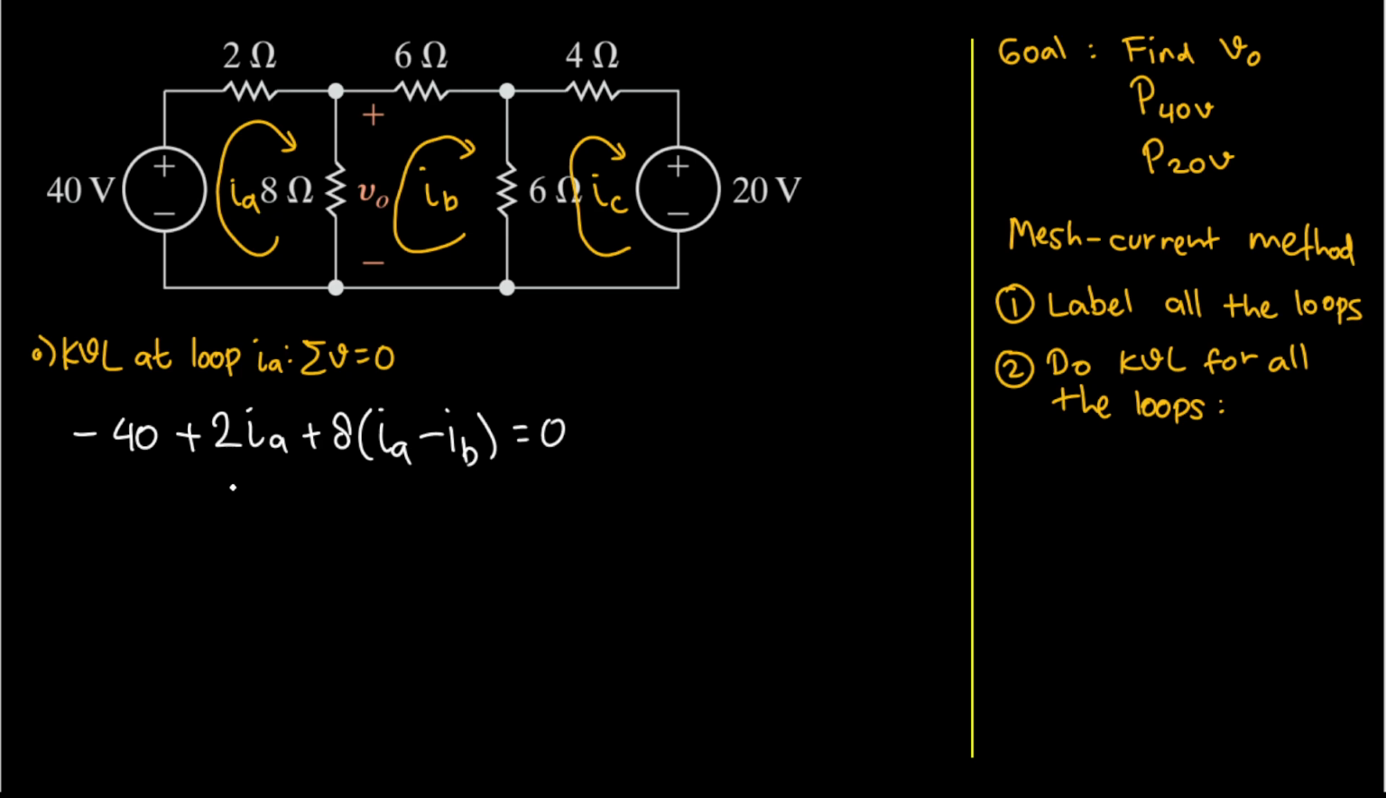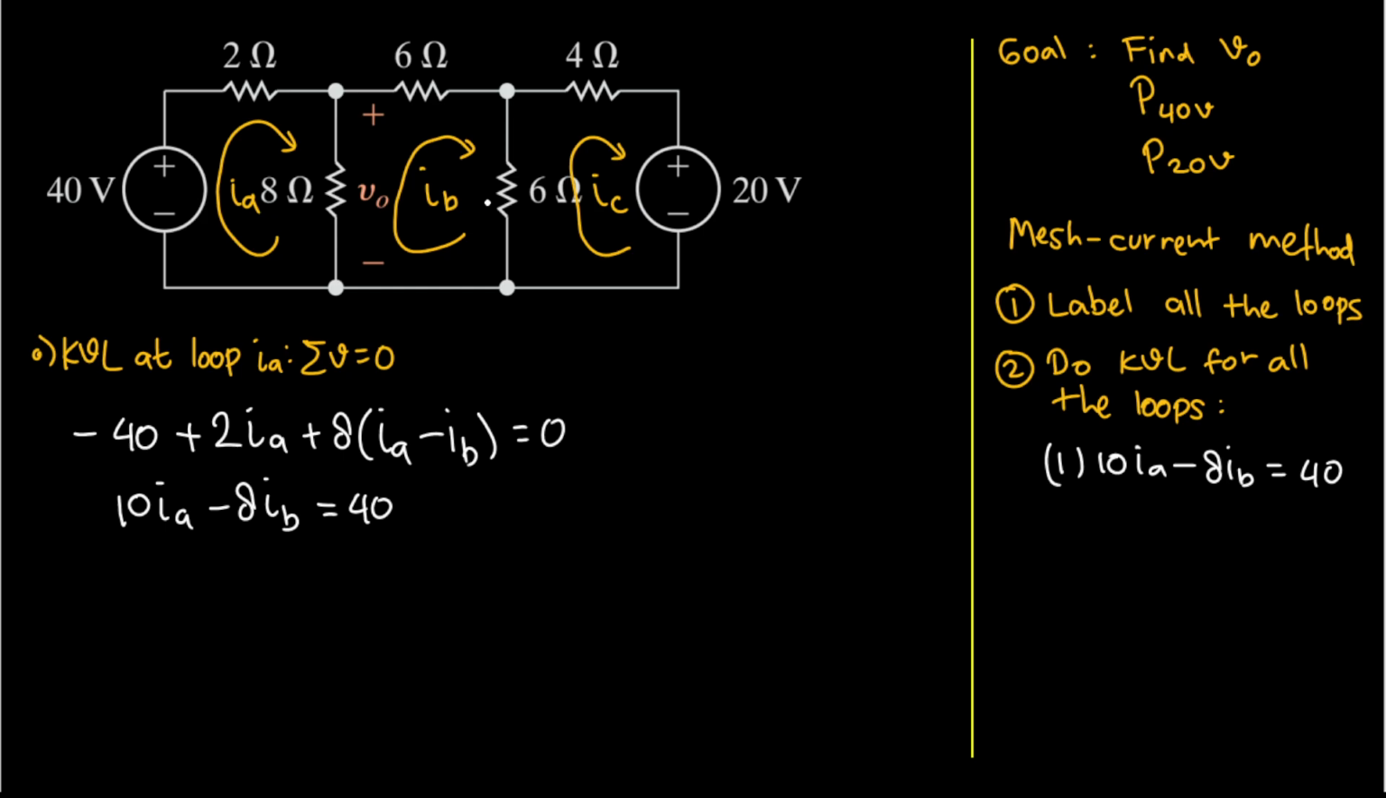Good. Now we can simplify this. 2 plus 8 will be 10, so I will have 10 IA. And then minus 8 IB, right? Then move this minus 40 to the right hand side, so I'll have 40. So we have our first equation here, which is 10 IA minus 8 IB, and that will equal 40. Good, this is our first equation.